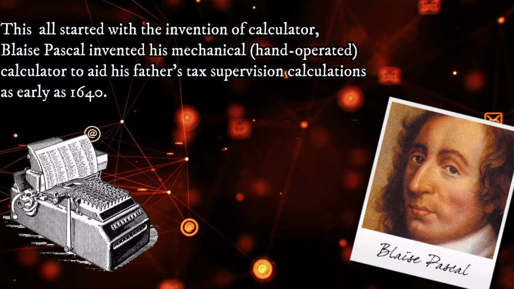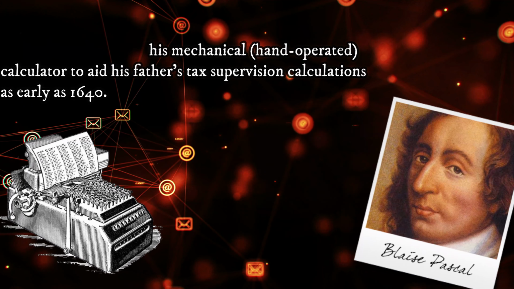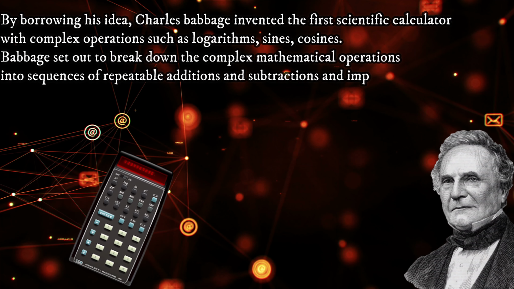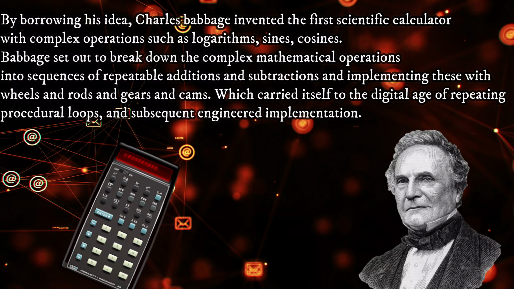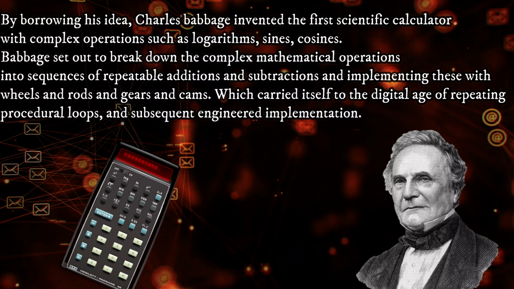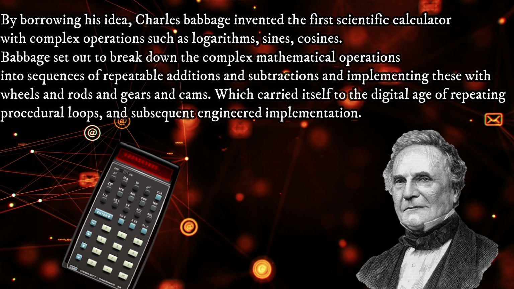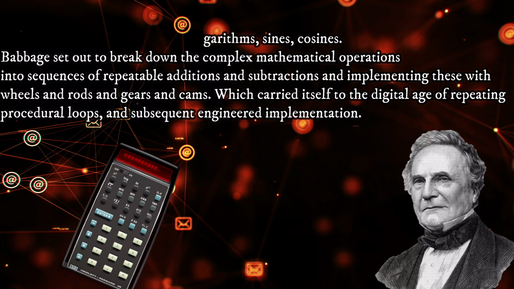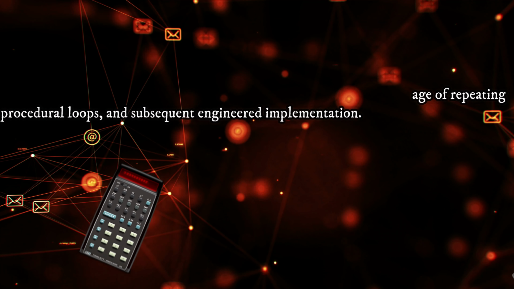Blaise Pascal invented his mechanical calculator to aid his father's tax supervision calculations as early as 1640. By borrowing his idea, Charles Babbage invented the first scientific calculator with complex operations such as logarithms, sines, and cosines. Babbage set out to break down the complex mathematical operations into sequences of repeatable additions and subtractions, and implementing these with wheels and rods and gears and cams, which carried itself to the digital age of repeating procedural loops and subsequent engineered implementations.